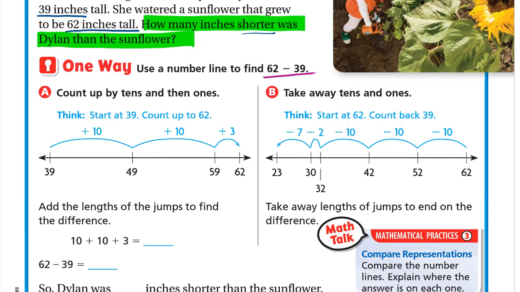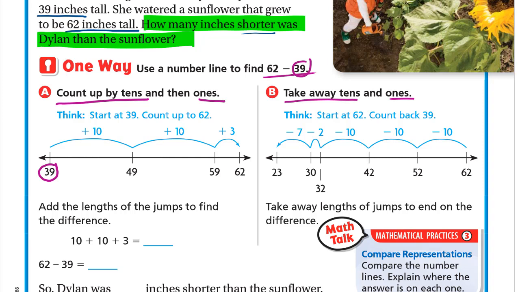Okay, so here we have two ways. We can count by tens and ones, or we can take away tens and ones. Counting by tens and ones, we will start with the smaller number. We'll start with the 39, and we will count until we get to 62. First we will count by tens. Then when we are really close to the 62, we will count by ones.